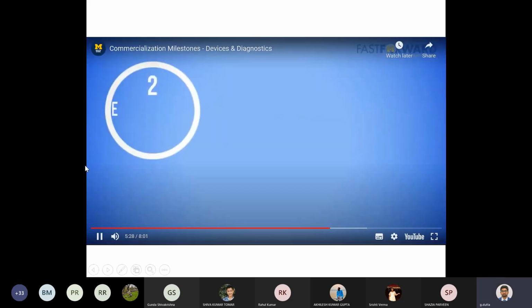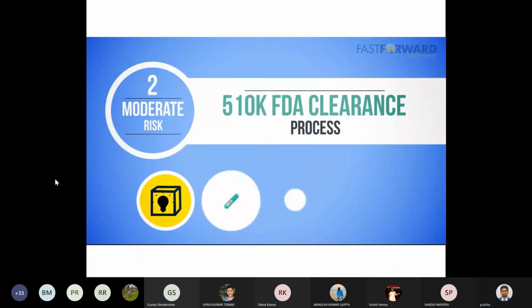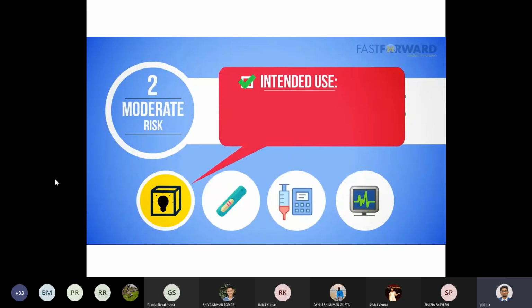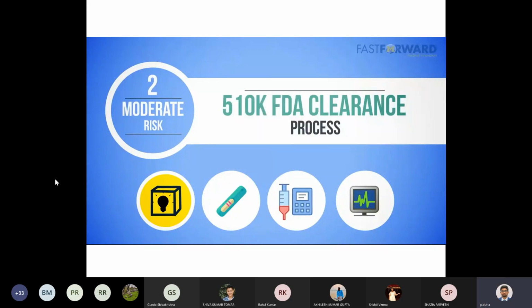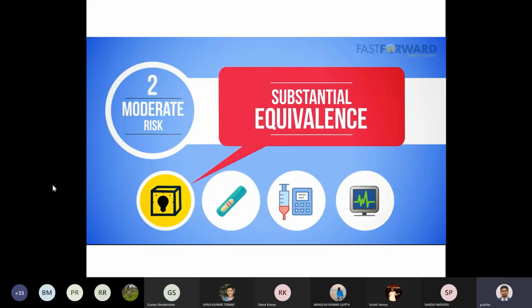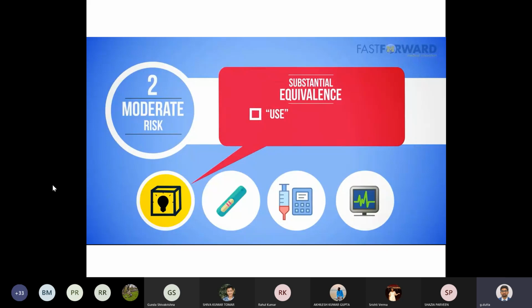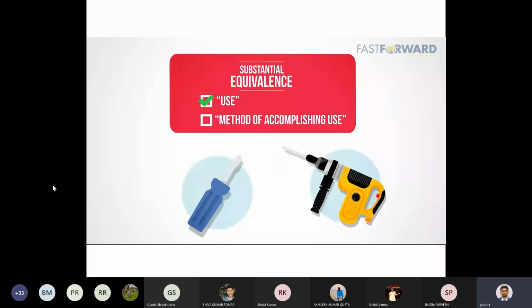Let's focus on Class 2 devices, the most common, with a typical 510(k) FDA clearance process. The foundations are intended use, what the device is doing, and indications for use, who this is or is not being used on. The main goal of the 510(k) submission is to demonstrate substantial equivalence, which means that your device is the same as or similar to another approved product in its intended use and the technological method used to accomplish that intended use. For example, a screwdriver and a power drill have the same intended use, but the method by which they work is different.